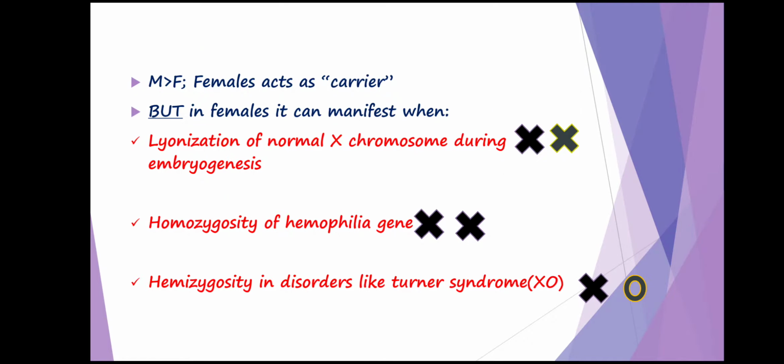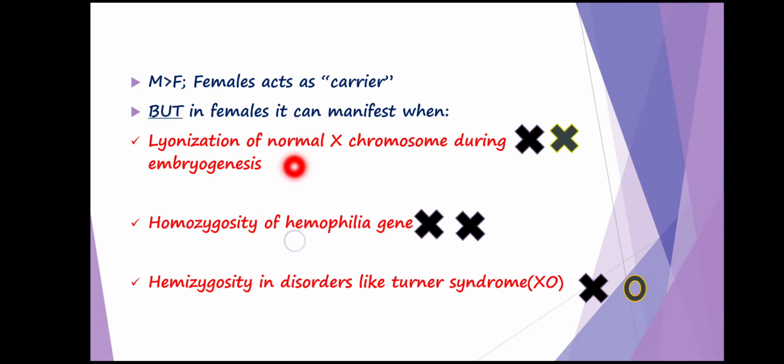Now, since it is an X-linked recessive disorder, males are more commonly affected than females, and females act as carriers because in females both the X chromosomes need to have the mutation for the disease to manifest, while in males, since they are XY, a single mutation inherited from a parent will suffice for the disease to manifest. Again, questions are asked many times about when the disease manifests more in females.